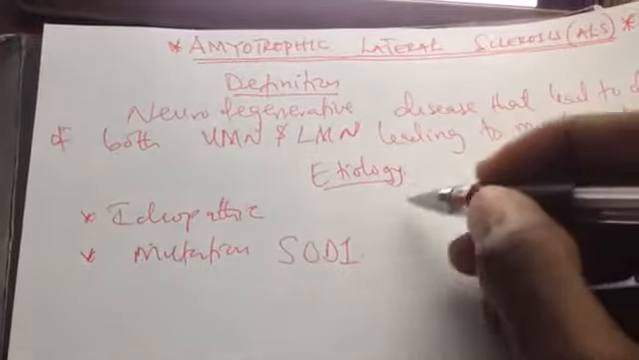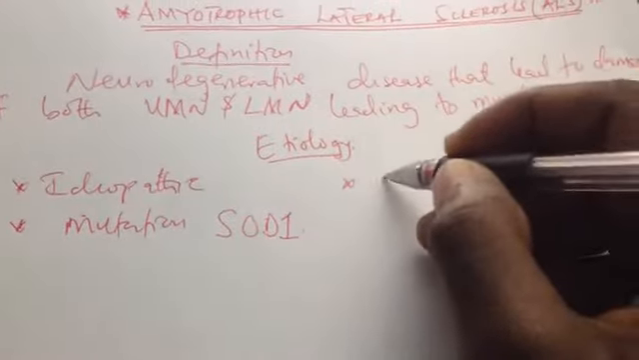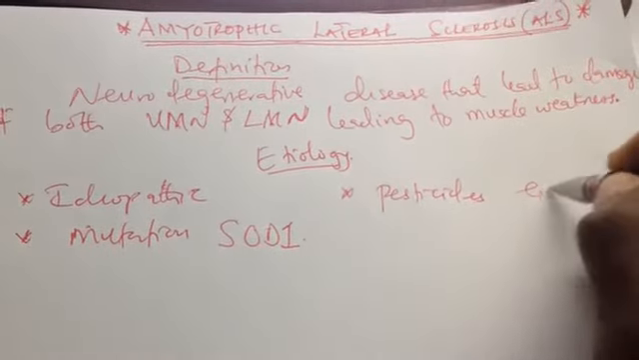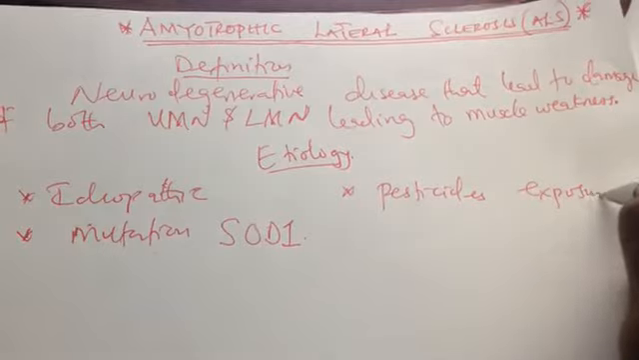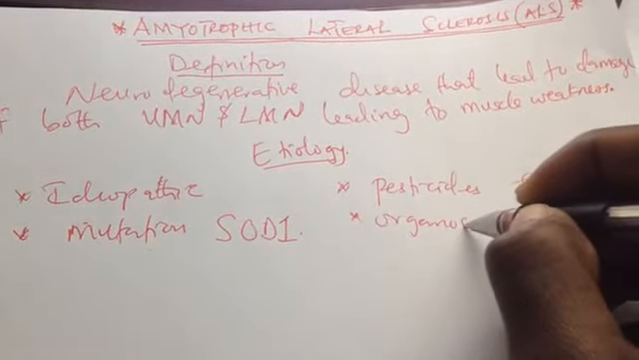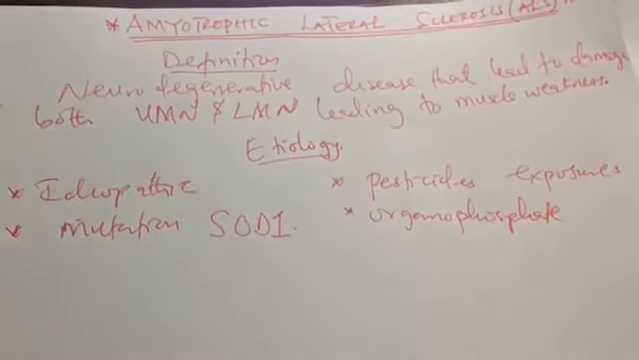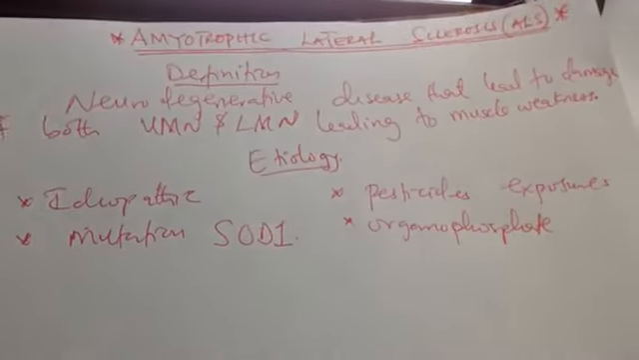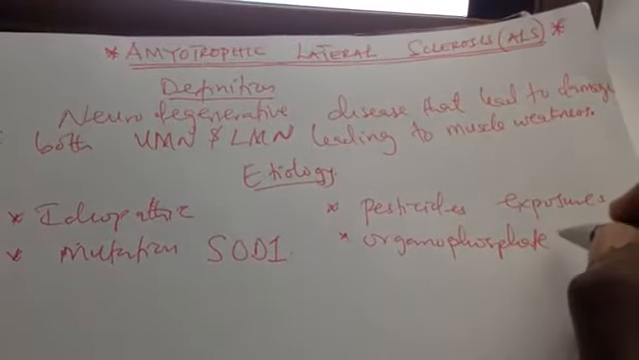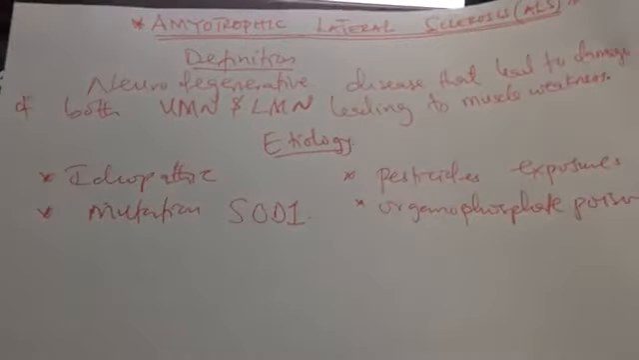Sometimes they cite environmental factors like exposure to pesticides and organophosphates. All these chemicals are also associated, but are not the definitive cause of amyotrophic lateral sclerosis. They just put the person at risk of developing this disease, organophosphate poisoning. So that is it.